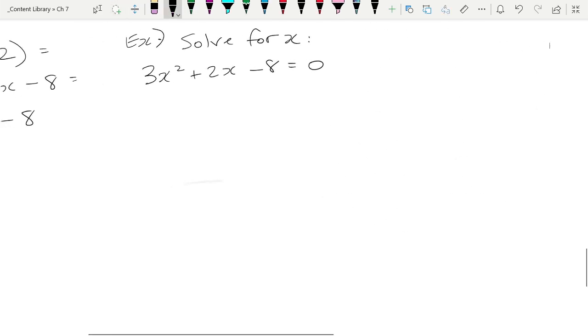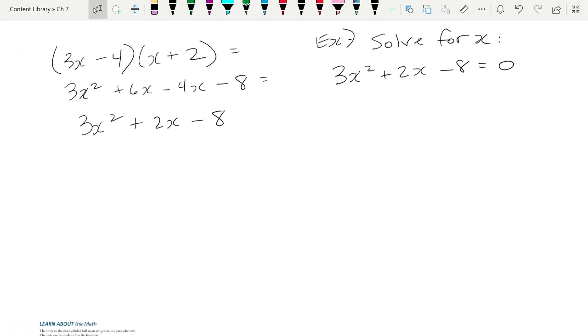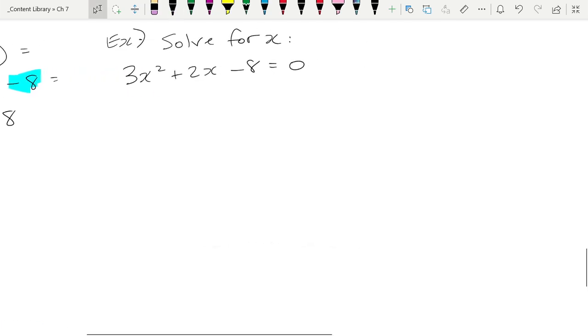I pointed this out to you yesterday. When you did all of this multiplying in grade 10, you probably never noticed, but it has to be true that this number times this number is the same thing as that number times that number. What's 3 times negative 8? Negative 24. What's 6 times negative 4? Negative 24. That's always true. So that's what we're going to use to factor this thing.